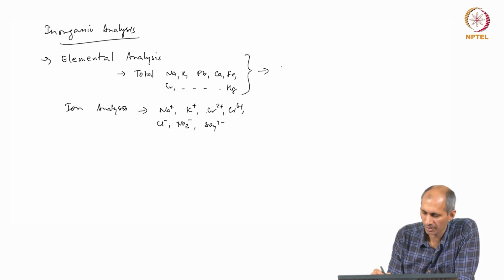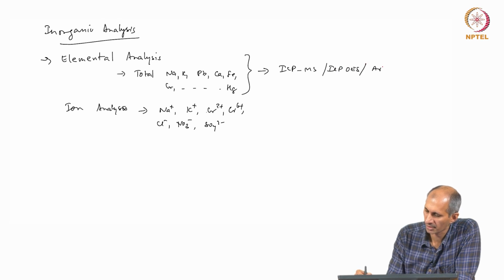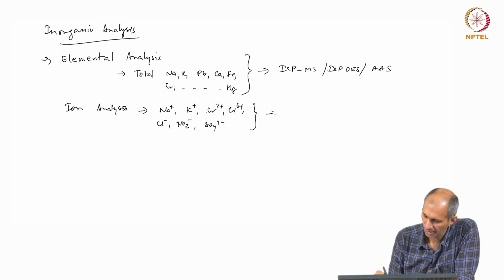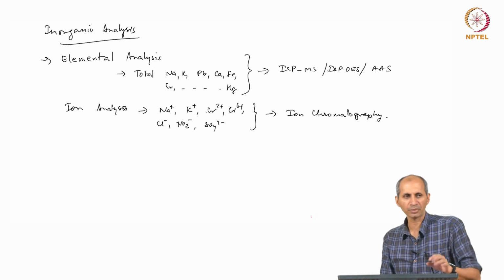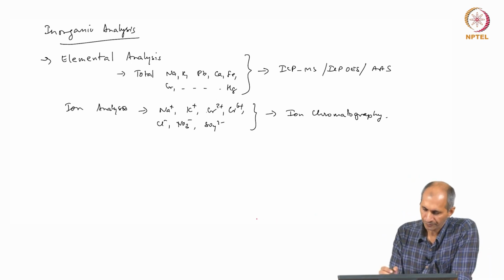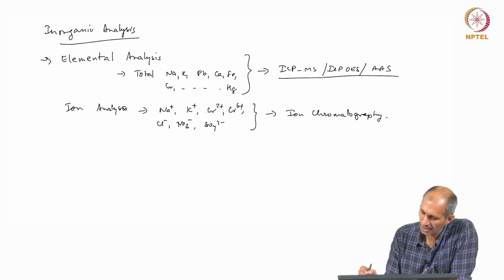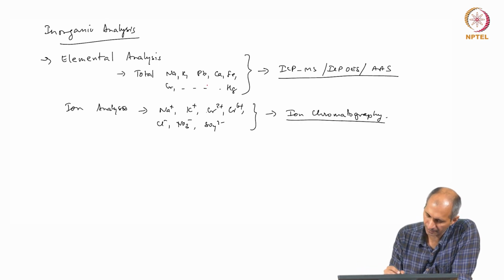Elemental analysis you can do using an ICP-MS, ICP-OES as we discussed last week, or the atomic absorption spectroscopy, the AAS, these instruments are available. For ions we use a technique called ion chromatography. So, there is a difference between these two approaches. Okay. ICP, AES, OES, all of this, everything is done in terms of total, everything is completely measured, ion chromatography is just the ions.